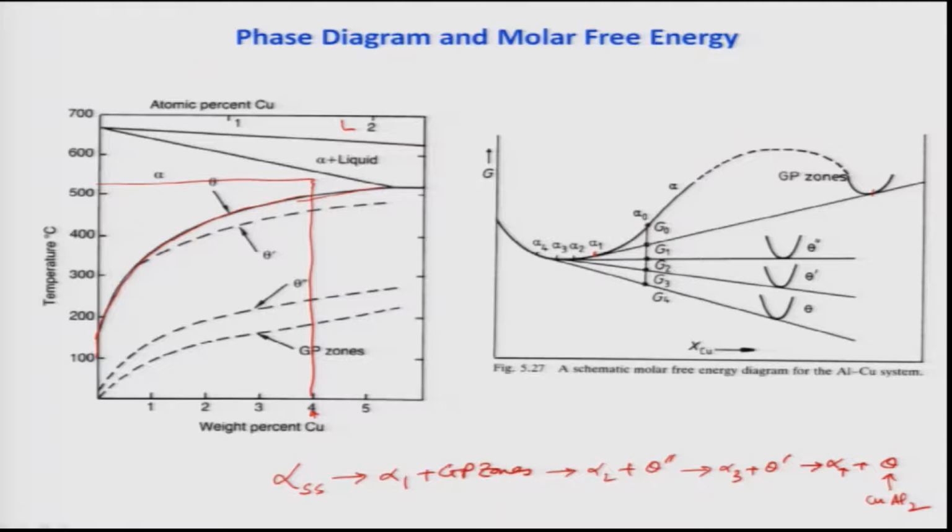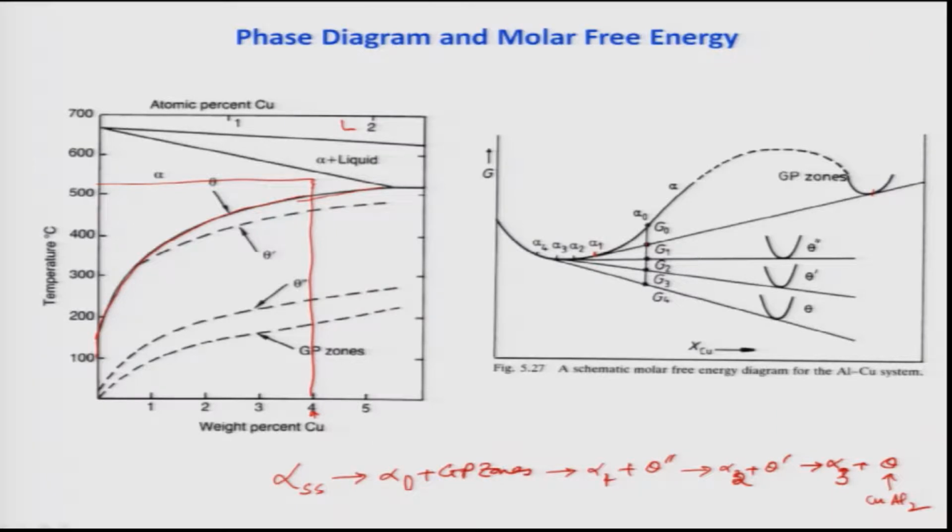this alpha and the GP zone mixture compared to alpha, this is alpha and this common tangent will tell you the energy of the system consisting of alpha 1 and GP zone, given by this point, which is basically G0, which is very small. So that will be easy to transform from alpha supersaturated solution to alpha 0 plus GP zone. Okay, it should be alpha 0. I should have written it like that, then it helps you.